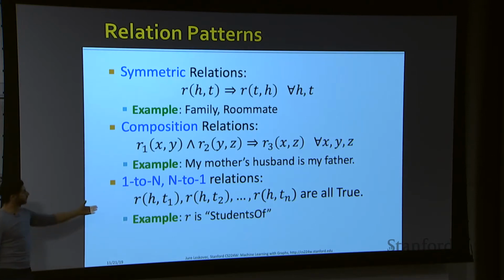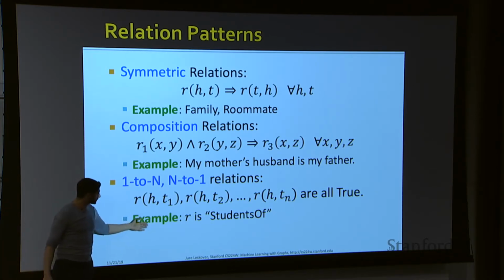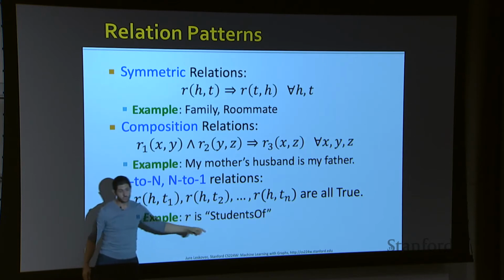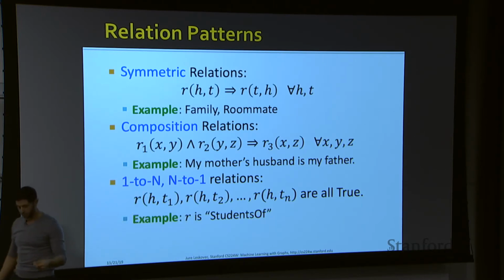And then also, last but not the least, some relations are N-ary. So we could have a one-to-many, a many-to-one. For example, you could say that R is students of a certain institution. So you will have Stanford, students of, and then N nodes representing all the Stanford students. So this is not going to be a one-to-one, but a one-to-many relation.